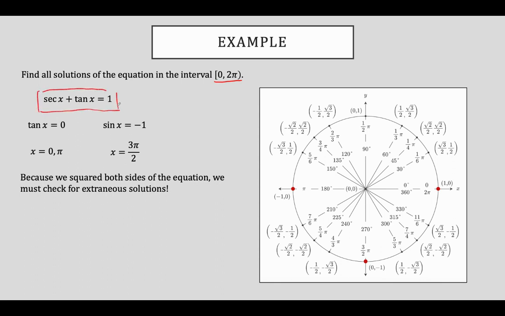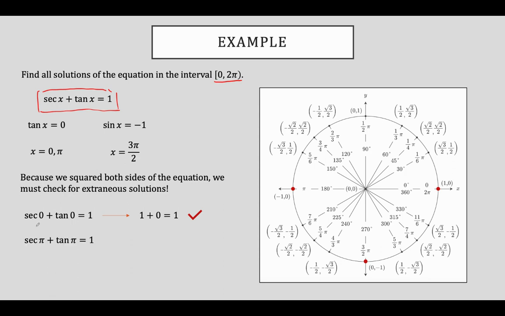So what we want to do is we want to substitute all of these answers into our original equation to check and make sure that they work. Starting with 0. If I plug in 0, the secant of 0 plus the tangent of 0 is equal to 1. Well, the secant of 0, secant is 1 over cosine, so this is 1 over the cosine of 0, gives me 1, plus the tangent of 0 is 0. 1 plus 0 equals 1. Yes, that solution checks out.